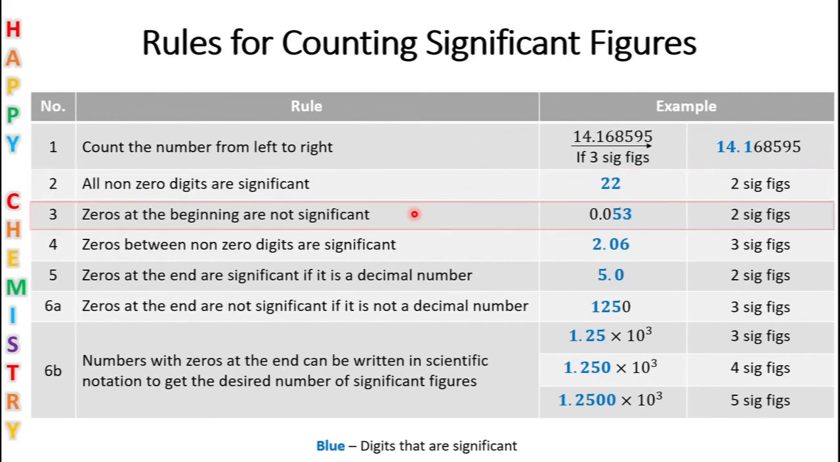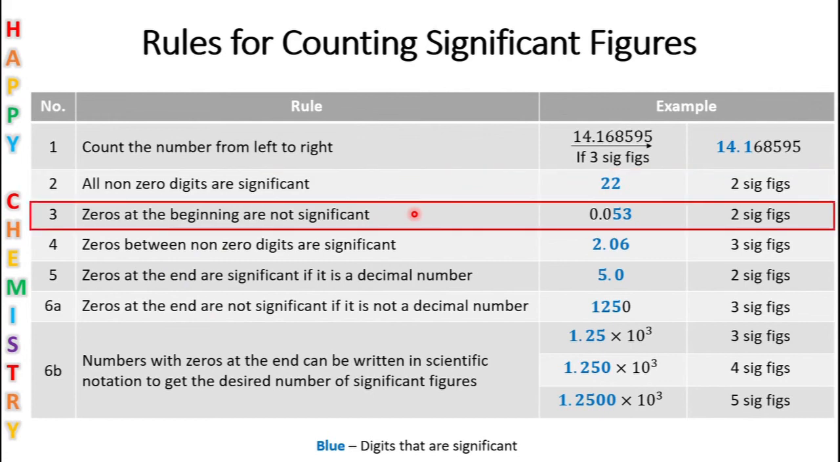Rule number 3. Zeros at the beginning of a number are not significant. Let's see the example. Start counting from left. Not significant, not significant, 1, 2. Therefore, number of significant figures are 2 in this number.